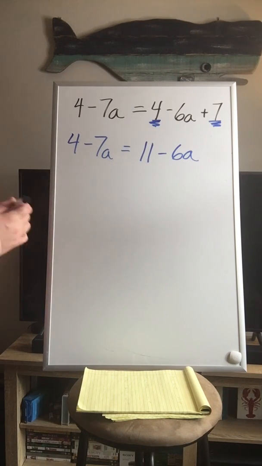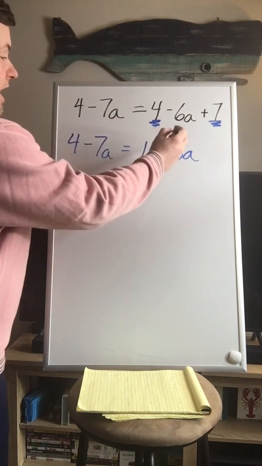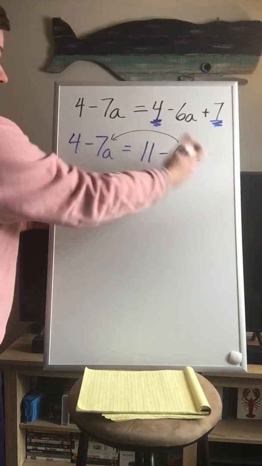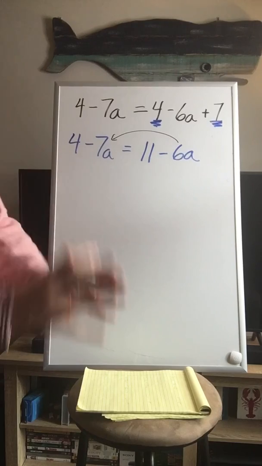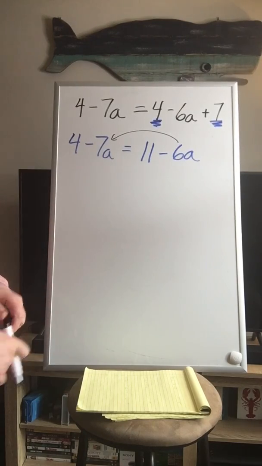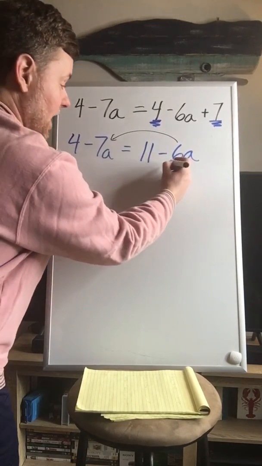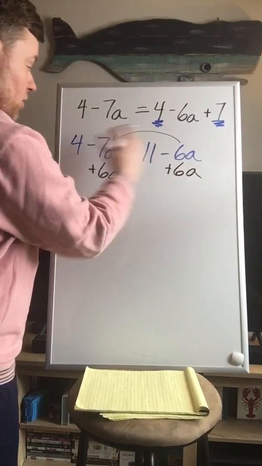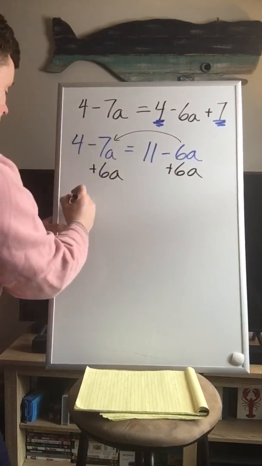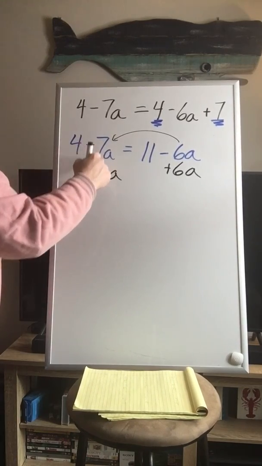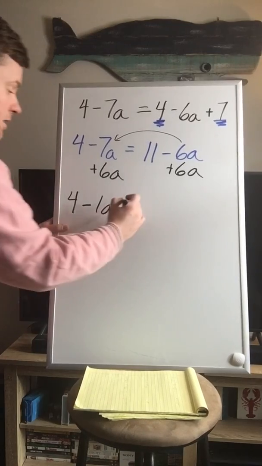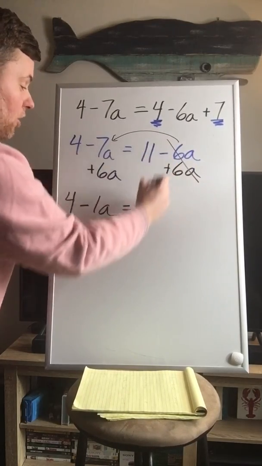So hopefully at this point, you decided that you want to move the a's to be together. So I'm going to move the minus 6a over here. Now, since I'm working across the equal sign, now I have to start using inverse operations. So since it's minus 6a, I am going to add 6a to bring it over here. So now I'll have 4 minus 7 plus 6 is negative 1a. And then on this side, that's gone. All I have is the 11.